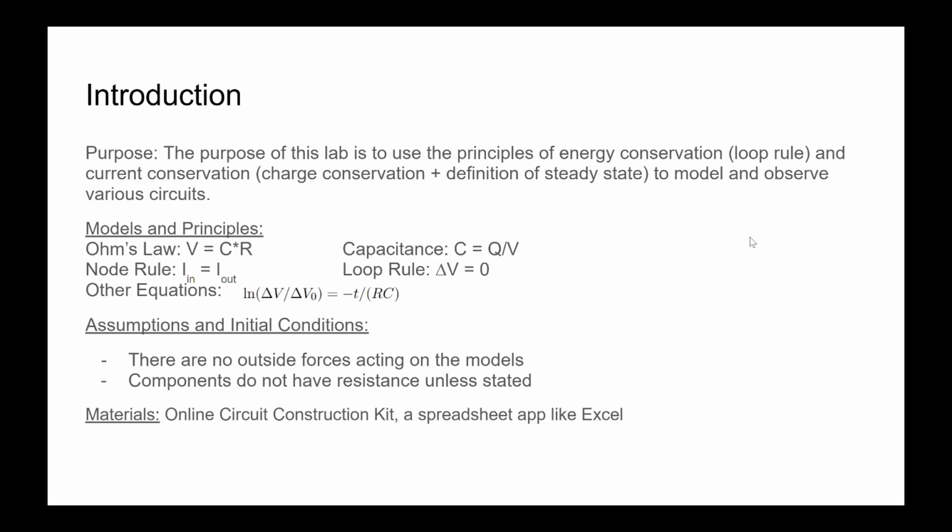The purpose of this lab is to use the principles of energy conservation and current conservation to model and observe various circuits. The models and principles involved are Ohm's law, capacitance, node rule, loop rule, and this other equation as mentioned in the lab instructions. Assumptions and initial conditions include there are no outside forces acting on the models, and components do not have resistance unless stated. Materials involved were the online circuit construction kit and a spreadsheet app like Excel.